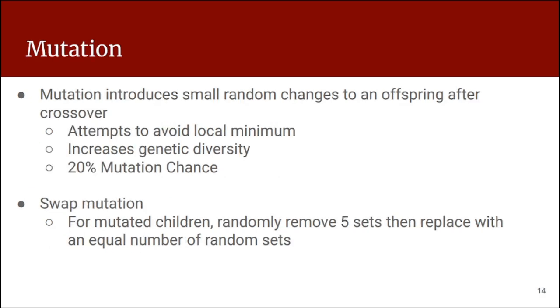Mutation introduces randomness to maintain genetic diversity and avoid premature convergence. So we use a swap mutation. Each child has a 20% chance to mutate. And if the child does mutate, we're going to randomly remove 5 sets and then replace them with an equal number of random sets. This randomness allows the search to explore new regions of the solution space that the crossover might miss.